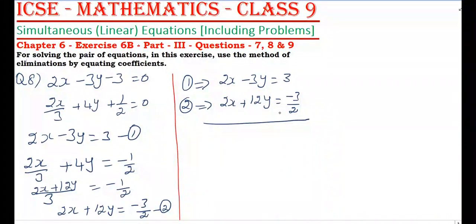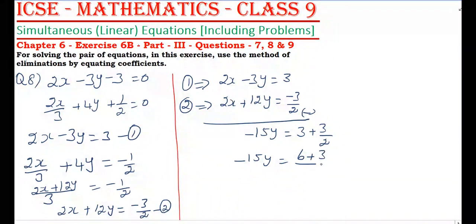We can subtract this. So minus 2x minus 2x is 0. So this minus 12y, so minus 15y equal to this minus and minus plus. So 3 plus 3 by 2. Now minus 15y equal to, we can take LCM, it's 2. So 2 into 3, 6 plus 3 by 2. So minus 15y equal to 9 by 2.